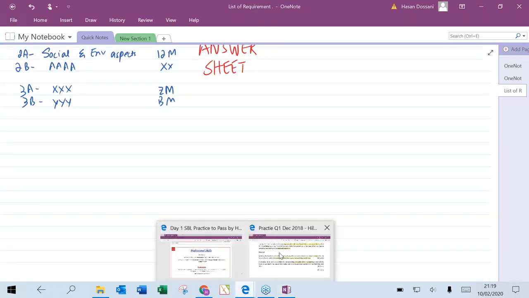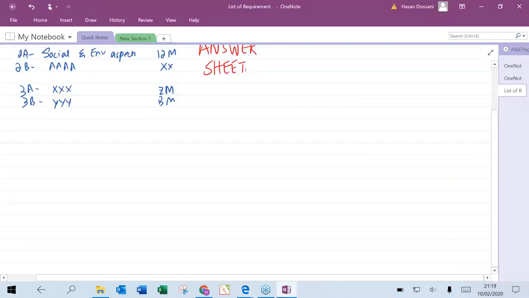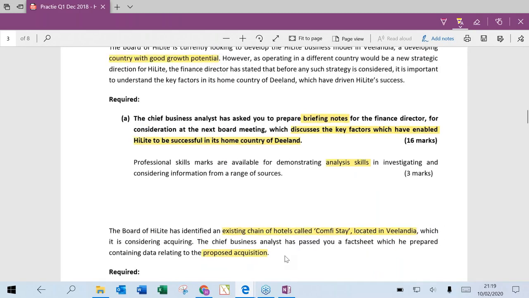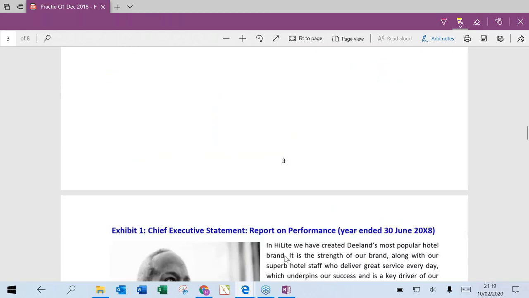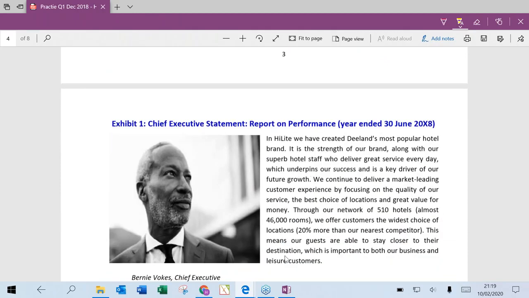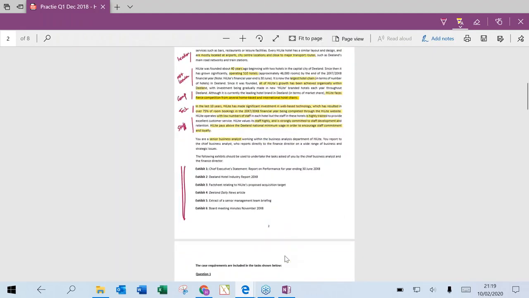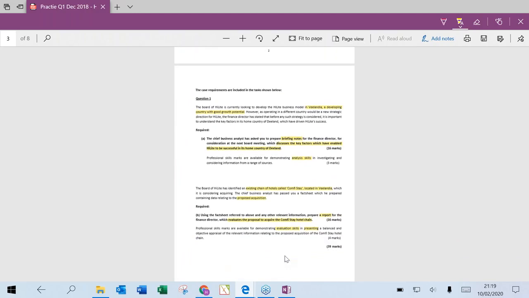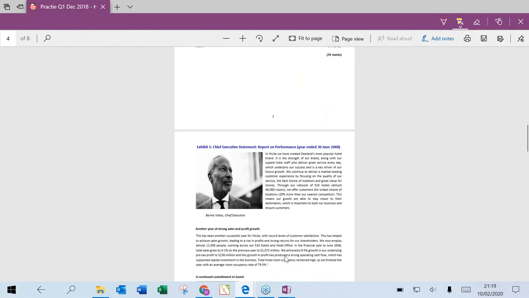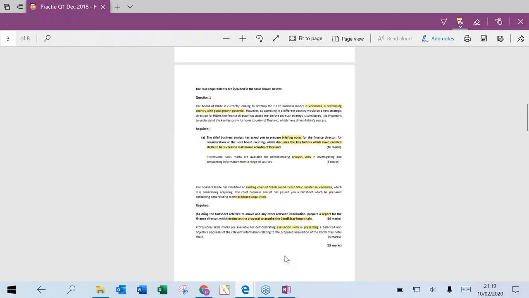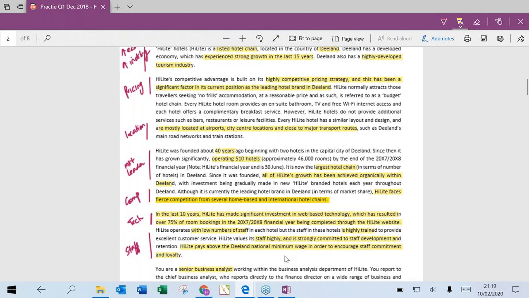Okay, let's go back. So we know what we need to look for. Today we will just do 1A and 1B. Now another big thing. We read the introduction, we saw the list of exhibits, then we read all the requirements, and we know that we have to look for success factors and acquisition information. And now the next thing is exhibits. But before you read the exhibit, you go back to the introduction and please do your referencing.